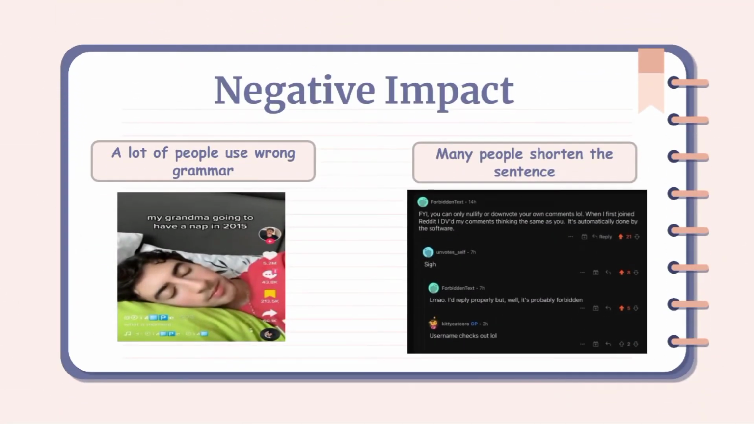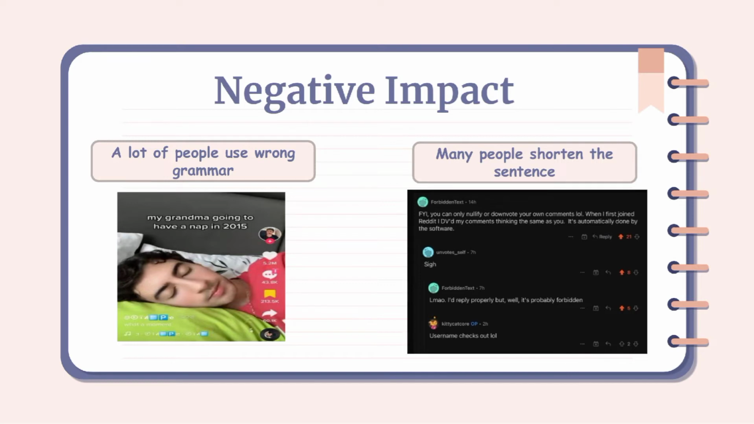Next, the second is the negative impact. The first, a lot of people use wrong grammar. Bad grammar on the internet is frequently found on platforms with user-generated content. People tend to use poor grammar more often on the internet, as people are rarely corrected when they use an incorrect form, which makes them conclude that sloppiness is acceptable.